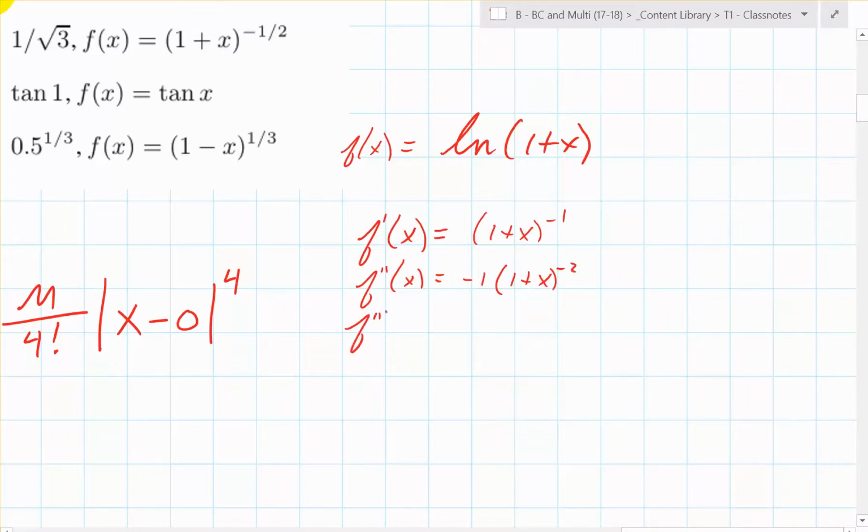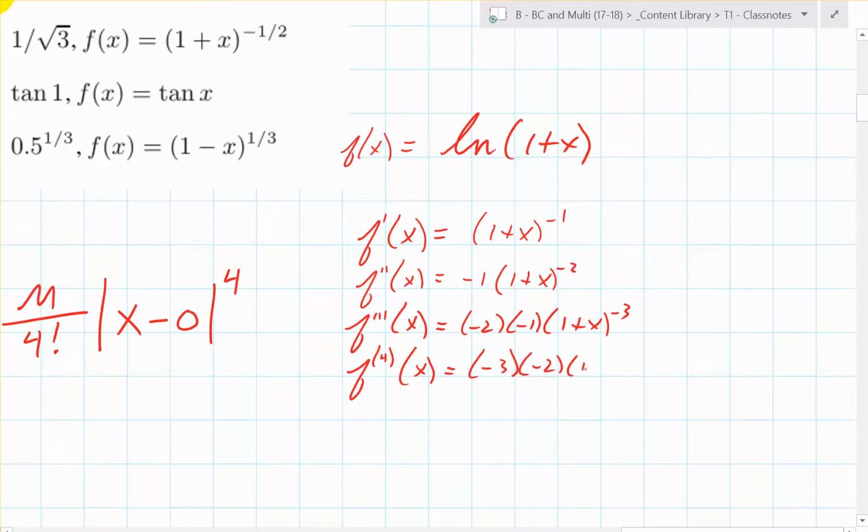And then triple prime, Lydia, is going to be what? 2 times 1 plus x to the negative 3. Right, so you have 1 plus x to the negative 3. And then the fourth derivative is what? Negative 2 times negative 1 times negative 3. Yeah, correct. So I'm writing this out just in case we need to see a pattern. So we have this right here.